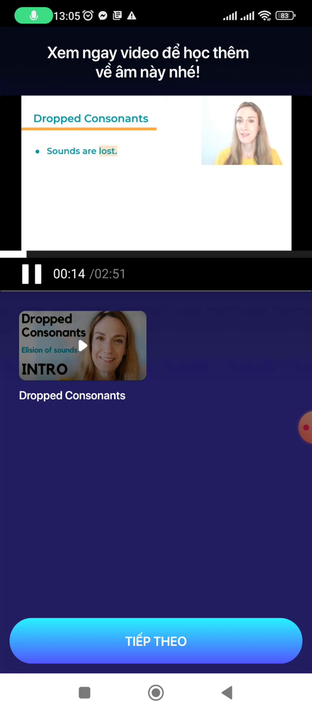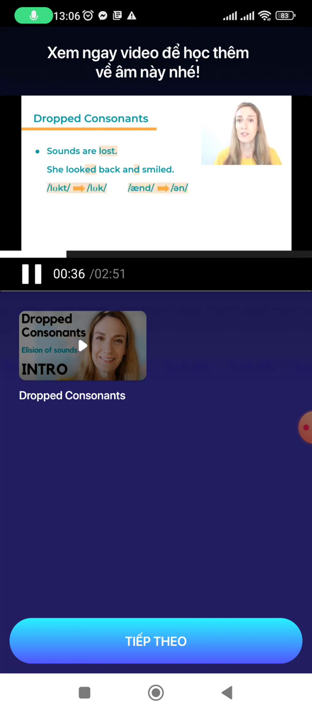Here is an example sentence. She looked back and smiled. We have two words here, looked and the connector and. Let's see what happens when I say the sentence naturally. She looked back and smiled.